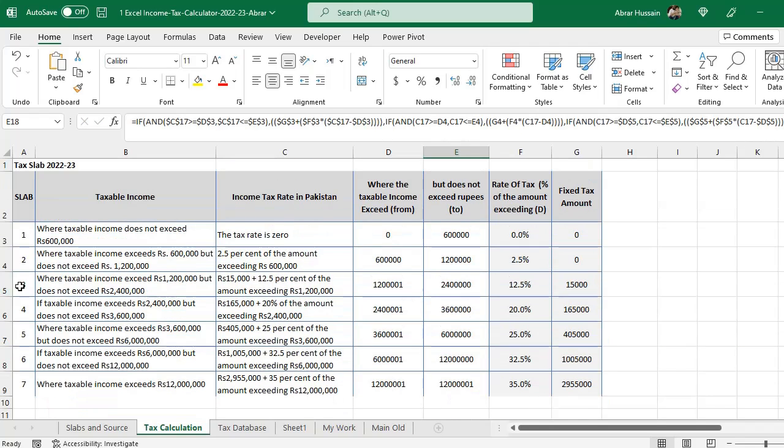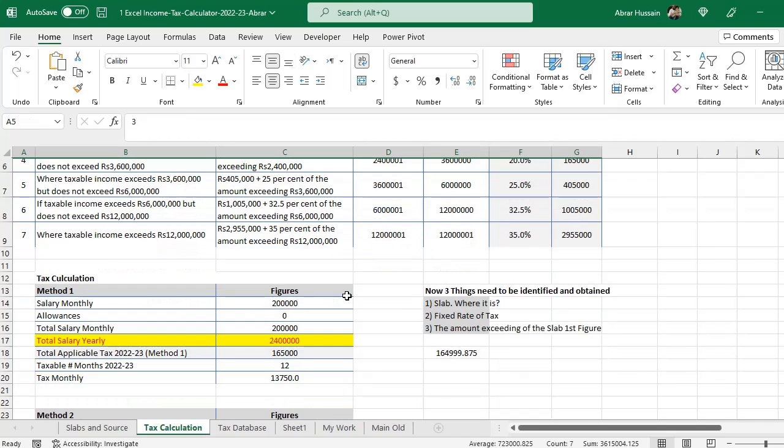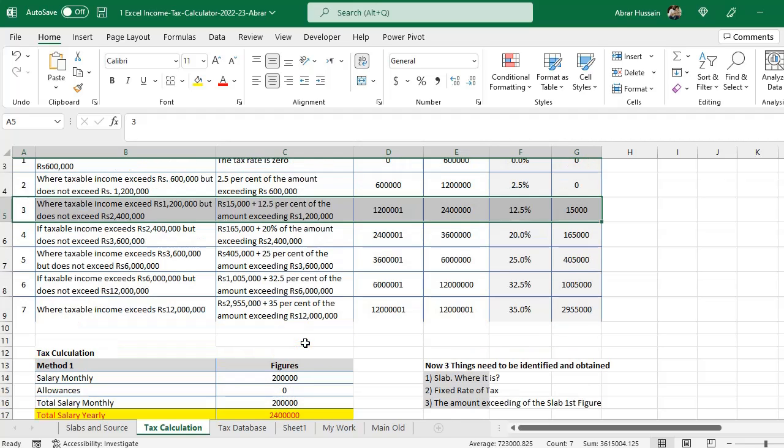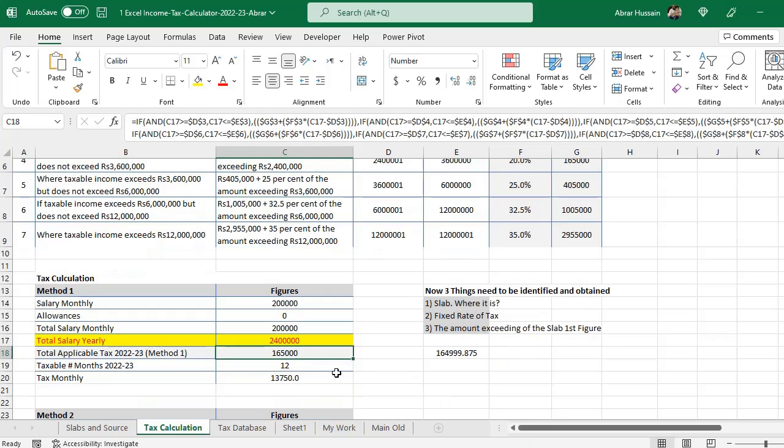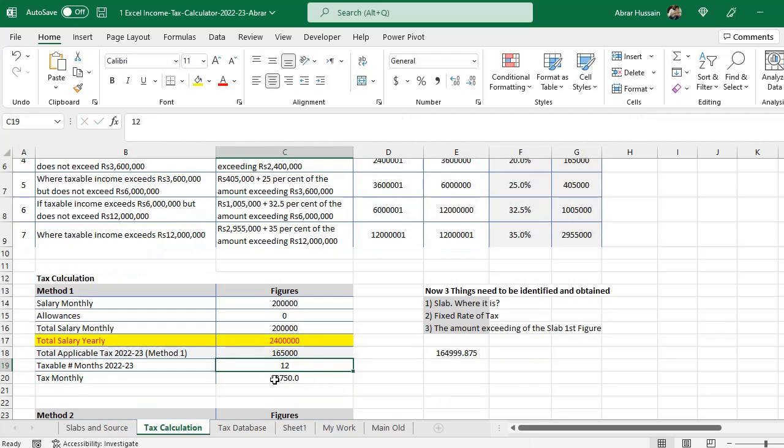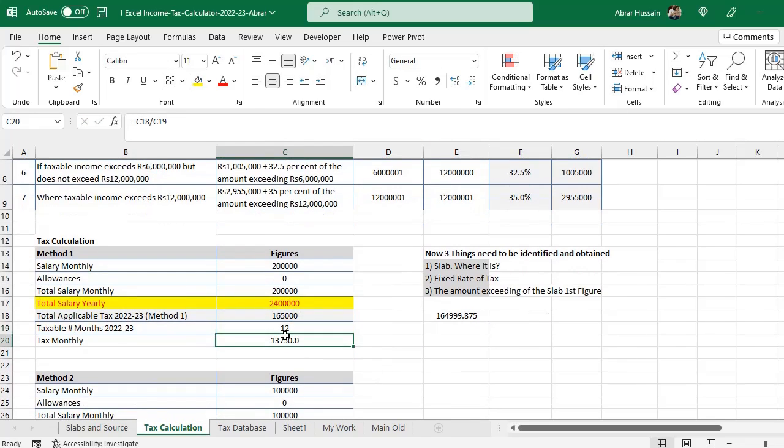Now when you add this third slab, if the monthly salary is 200,000, the yearly salary will be 2.4 million. So here you see 2.4 million comes in this third slab. So it's giving me this number, and then just the number of months, and then multiply by that.